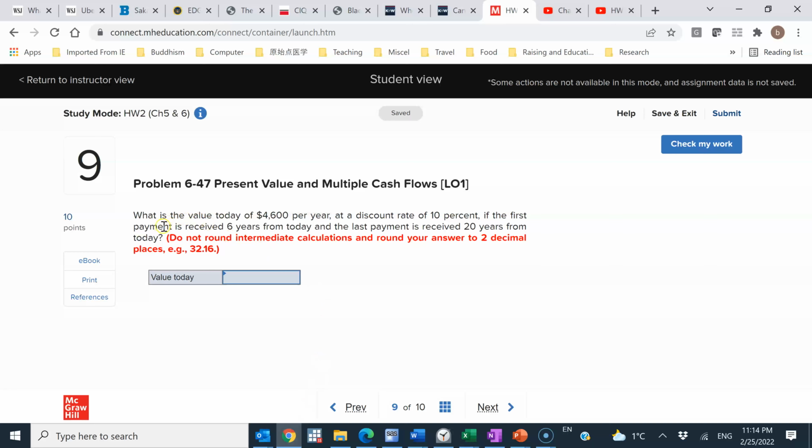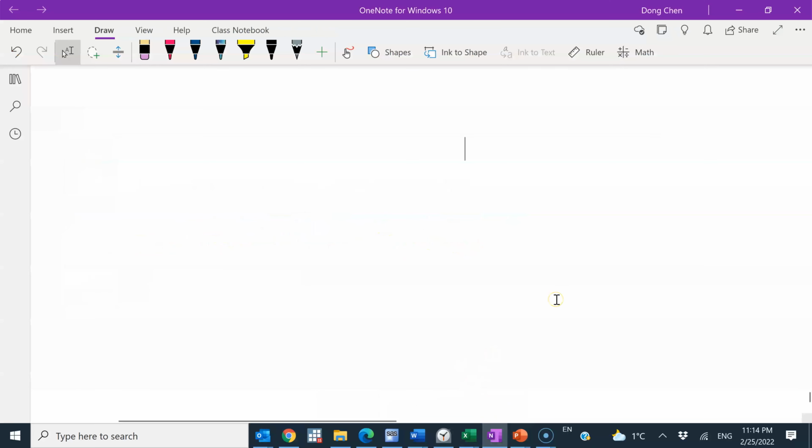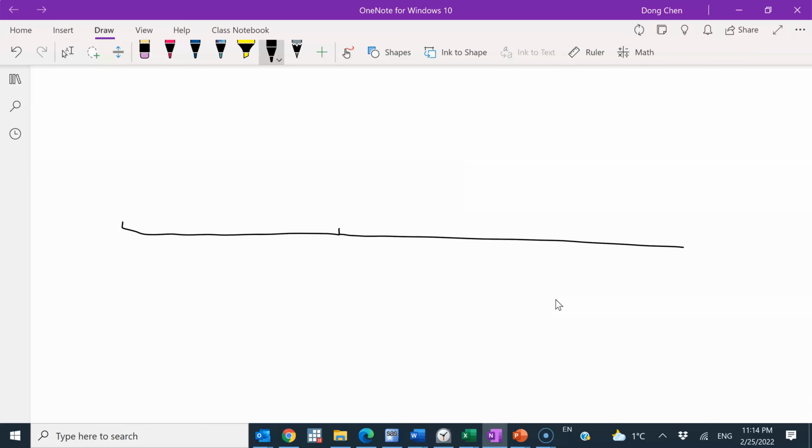Back to the question: what is the value today of $4,600 per year at a discount rate of 10% if the first payment is received 6 years from today and the last payment is received 20 years from today? Do not round intermediate calculations, and round your answer to 2 decimal places. Drawing a chart can help us understand the timeline of this setup.